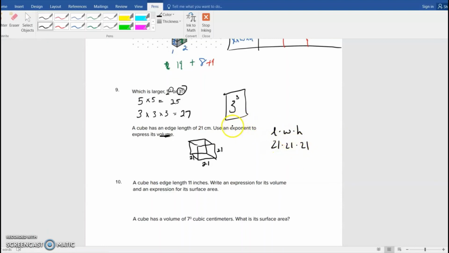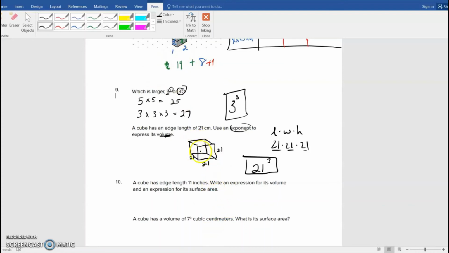But it wants me to write it using an exponent. So again, 21 is my number being repeated, so that's my base number. And it's being repeated 1, 2, 3 times. So I'd say 21 to the third power, or 21 cubed. And that makes sense because that's what we have here, a cube. It's 3-dimensional.